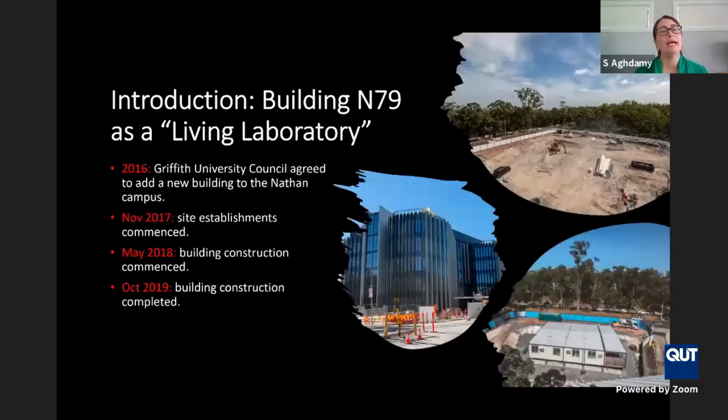Sorry, I will do this. In 2016, our Griffith University Council agreed to add a new building to the Nathan campus. In November 2017, the site establishment started. In May 2018, the building construction commenced. And finally, in October 2019, the building construction was completed. It was about May 2018 that the School of Engineering and Built Environment decided to pursue the living laboratory outcome, and that's basically where the team formed.